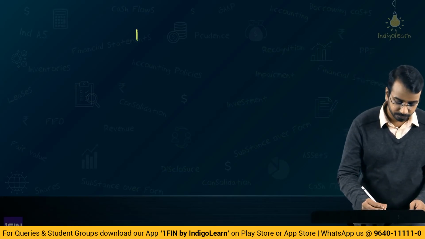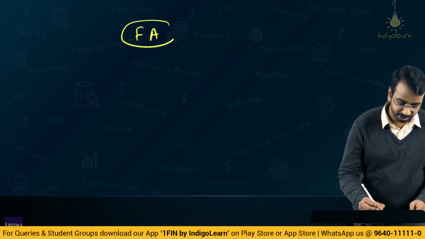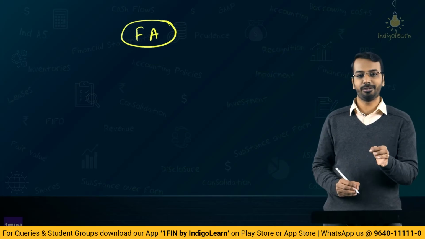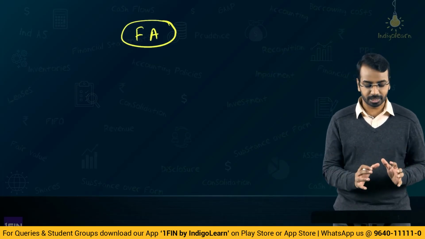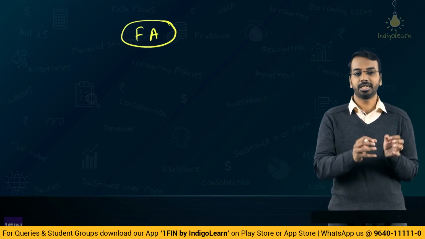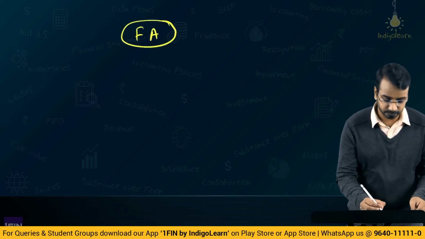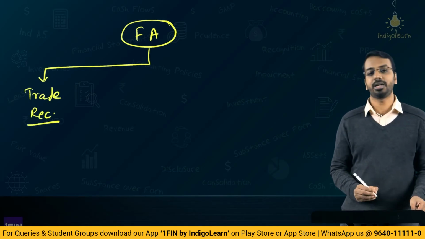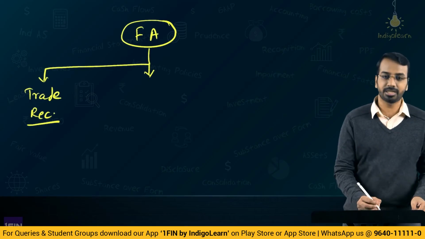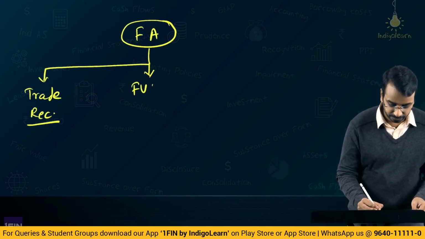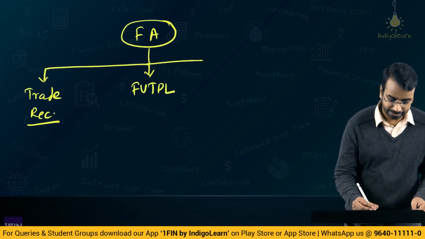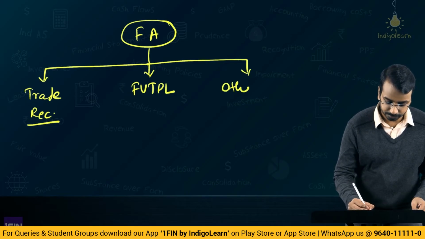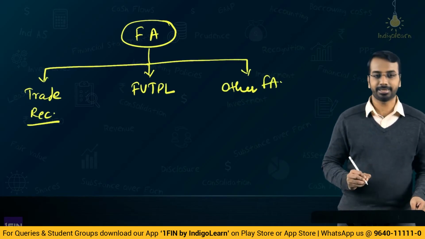First we will talk about initial measurement, right. So we have financial assets. How do we measure them initially? We will do it at fair value plus or minus transaction cost. For this, we will divide the financial assets into three broad categories. The first category is your trade receivable, basically your debtors. Then you have financial assets which are measured at fair value through P&L, and then you have other financial assets, right.